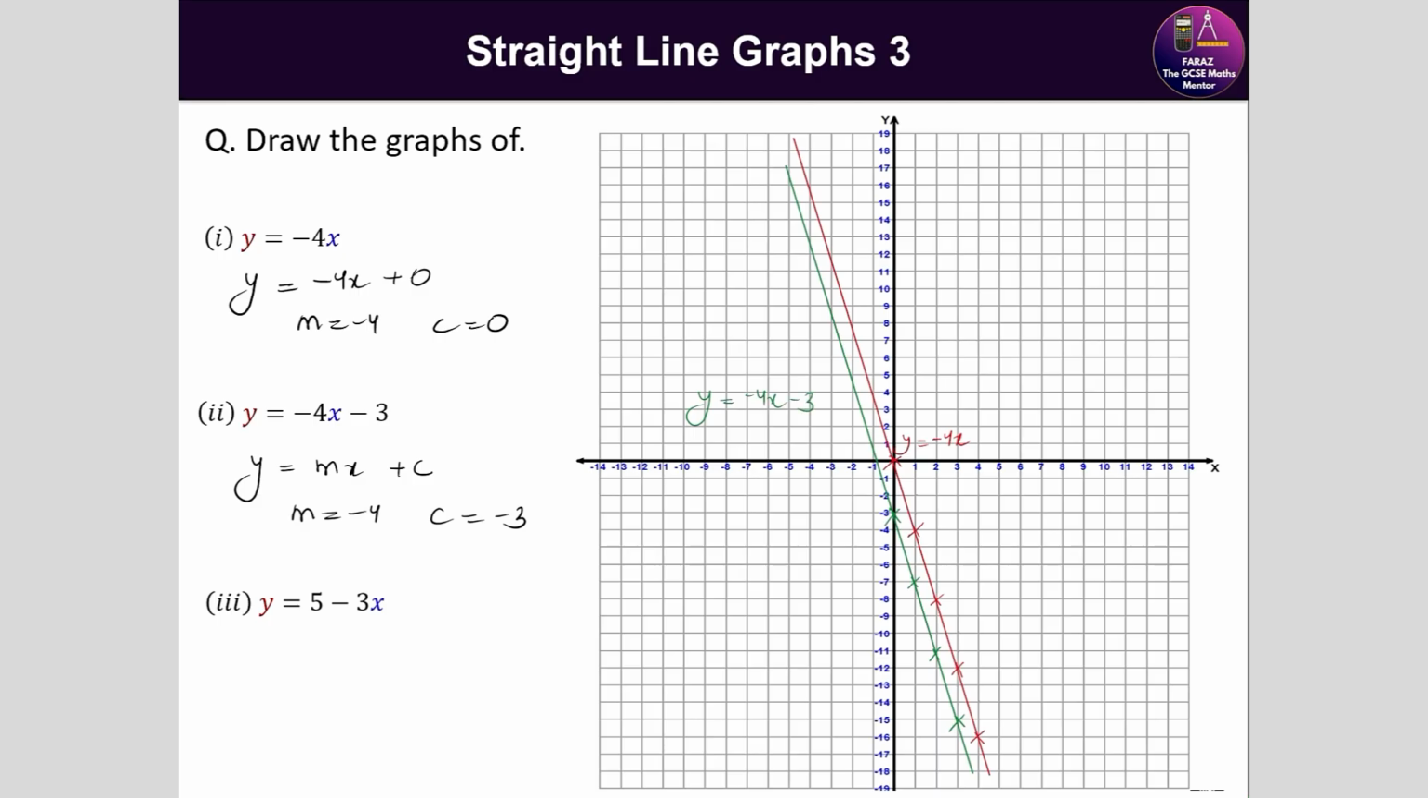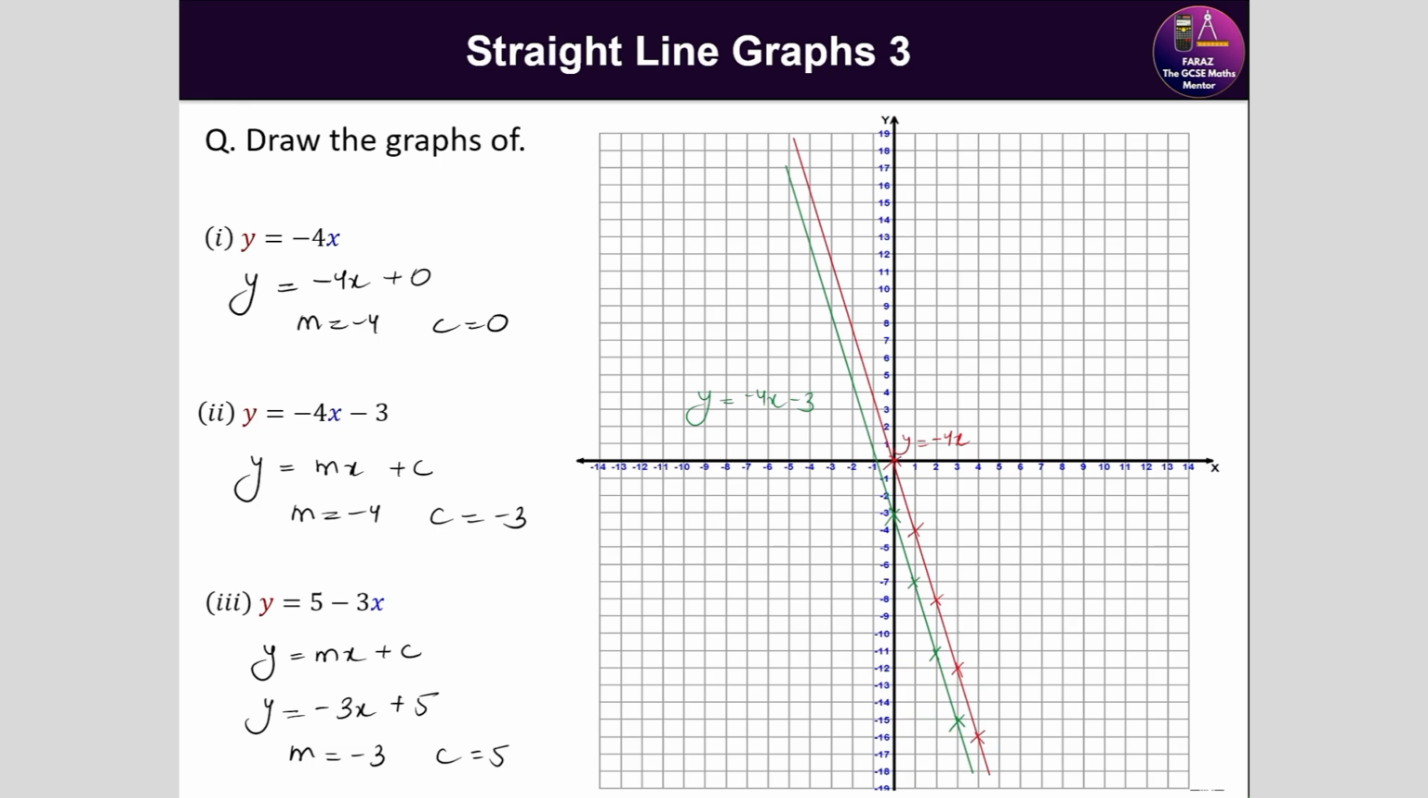Alright, let's start the third one, y equals 5 minus 3x. First we need to rearrange it into the form y equals mx plus c. So you have to rearrange it this way: y equals negative 3x plus 5, which means m is negative 3 and c equals 5 there. This time the gradient is negative 3 and the y-intercept is 5.